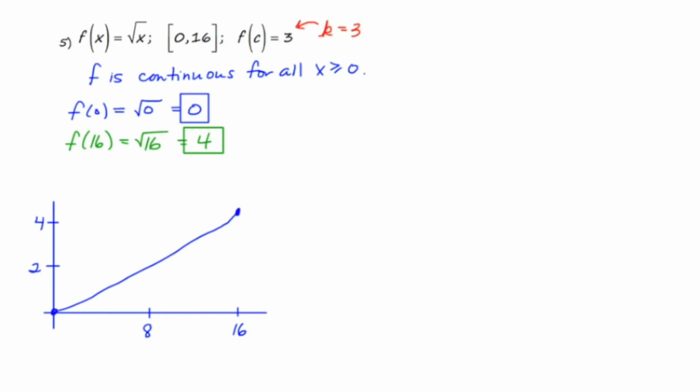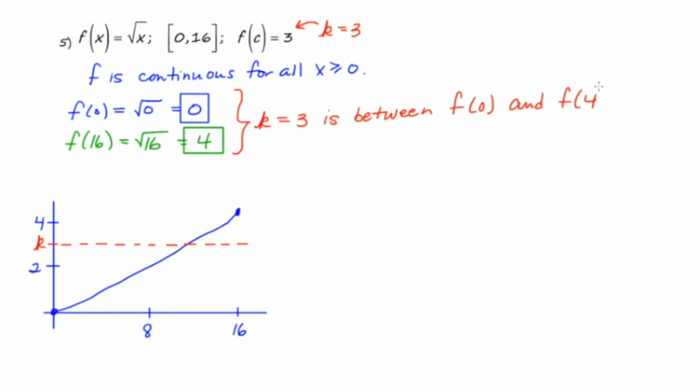Find the values of c on the interval from 0 to 16 for which k equals 3. Now, k equals 3 is in between f of 0 and f of 16. Since the initial conditions of the IVT are satisfied, that means the IVT will work and it's going to guarantee at least one c value on the interval from 0 to 16. And to find that c value, I'm essentially going to intersect these two curves.